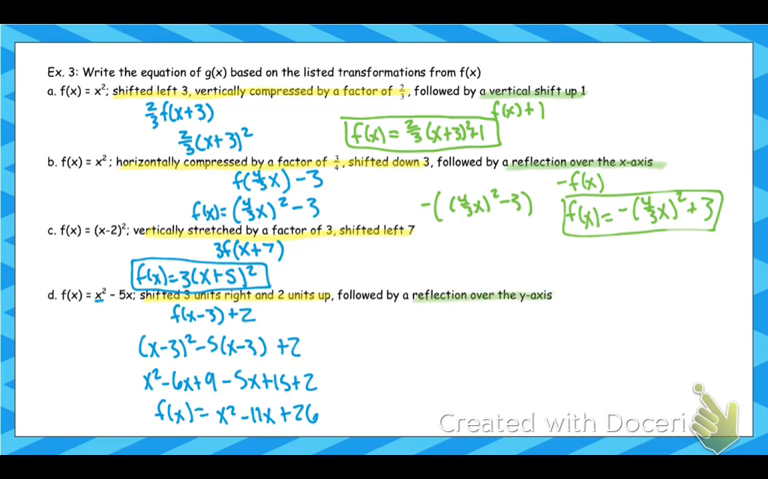over the y-axis. Reflecting over the y-axis is f of negative x. F of negative x means you replace x with negative x. So this becomes negative x squared minus 11 times negative x plus 26. So that gives me a negative times a negative is still positive. This becomes plus 11x now, and then plus 26.